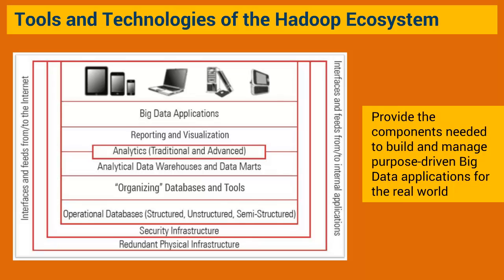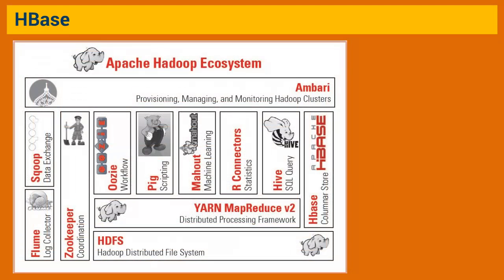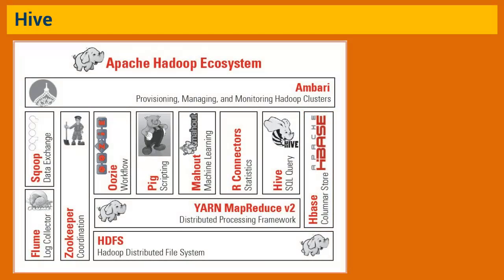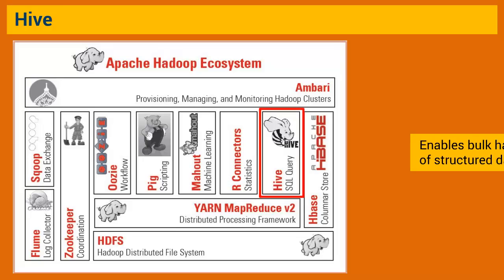Let us take a look at these tools and technologies of the Hadoop ecosystem. One of the databases in the Hadoop ecosystem is HBase. It is a distributed, columnar database that utilizes HDFS as its persistence store. It enables all data to be stored into tables, thereby leveraging structured data for random access. Then there is a batch-oriented data warehousing layer built on the core elements of Hadoop, known as Hive. It enables bulk handling of structured data.